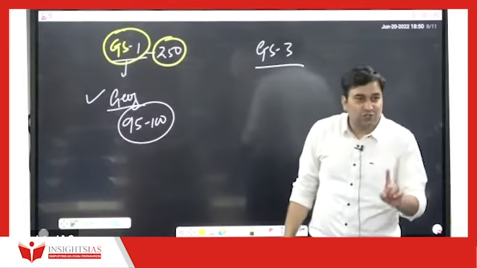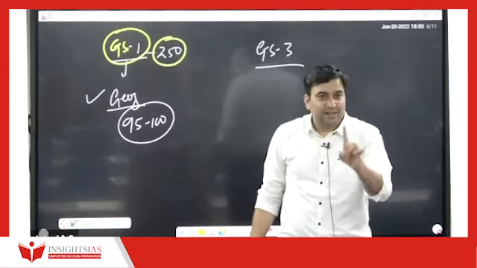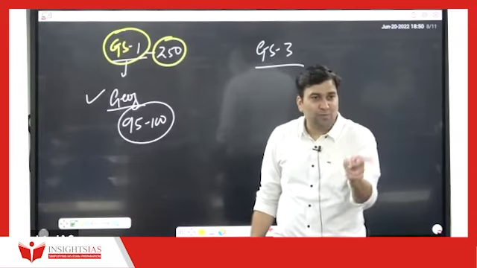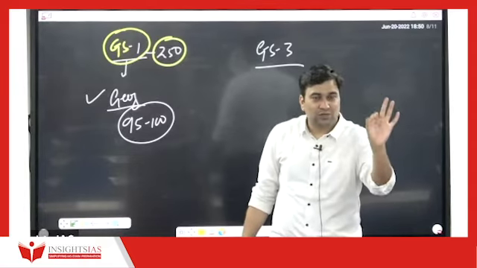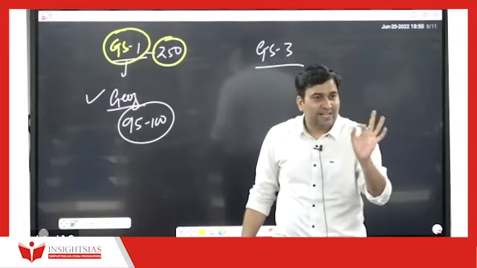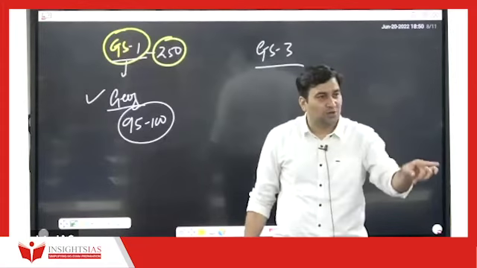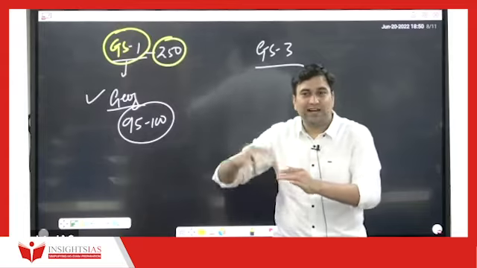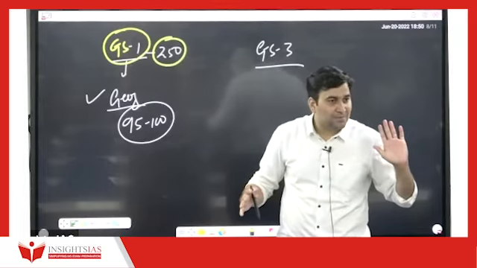GS paper 1 में कितने क्वेश्चंस होते हैं? 20. 20 में से 9 questions would be from geography. You can see from 2013 to 21, 95 marks are compulsory from geography. Few of the questions will be 12.5 marks, few of the questions 10 marks.